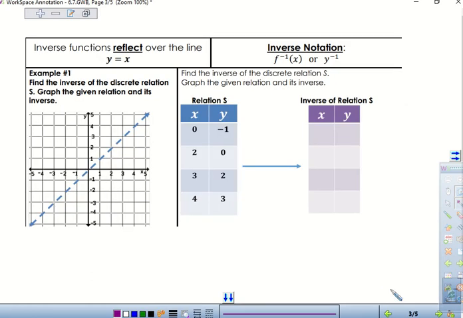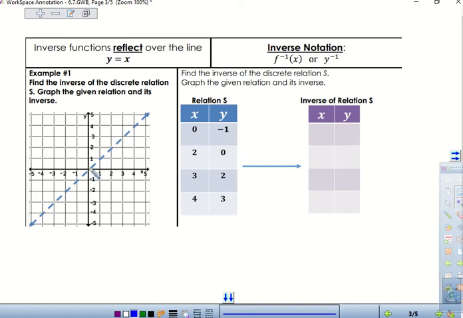So, first thing we're going to do is analyze this process and look at these to determine what an inverse looks like. First and foremost, as you can see, I've already graphed the line y equals x. So we know that inverses of relations will be reflected over that line. We're going to start by graphing this table right here.